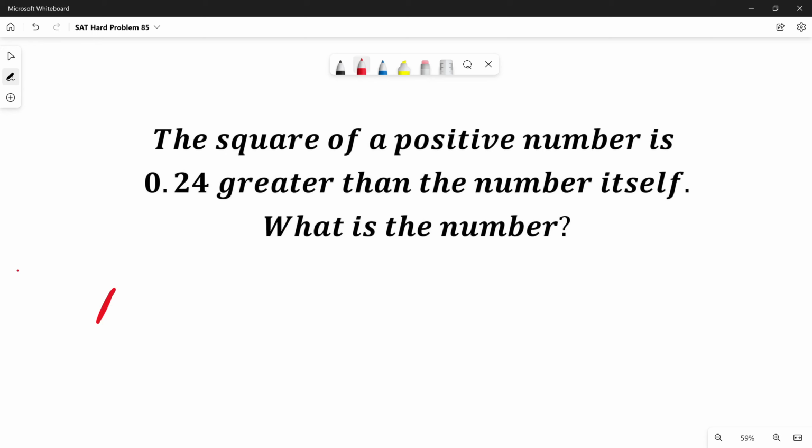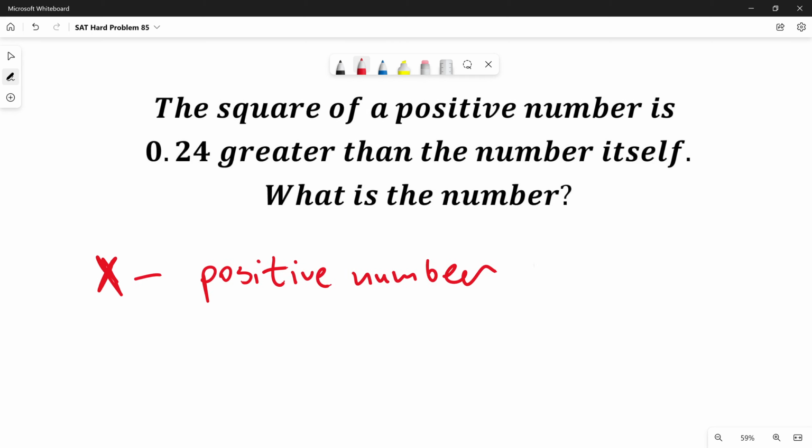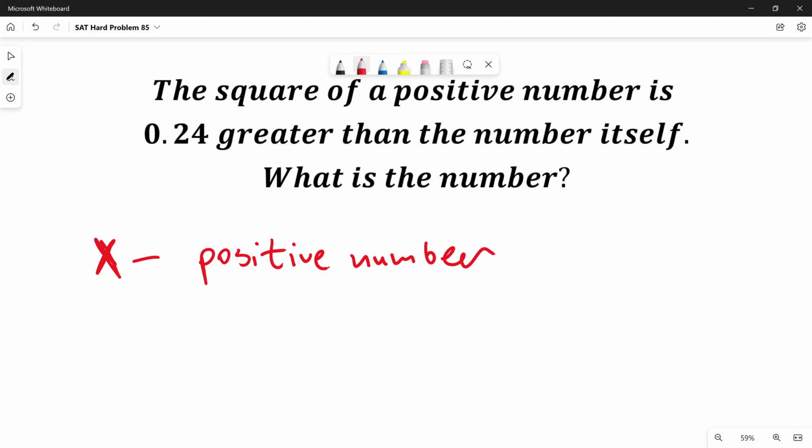So the number which I'm looking for is x. x is my positive number. And I know that the square of the positive number is 0.24 greater than the number itself. So I can write it as the number itself plus 0.24.